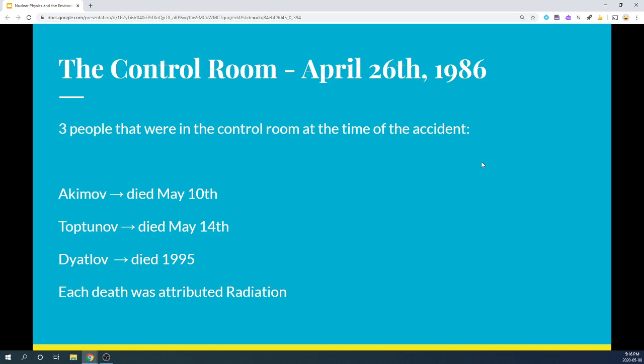The 3 people in the control room, if you recall their names, 2 died within 2 weeks, the other sometime later, 9 years later. Each death attributed to radiation sickness, or just radiation in some way, shape, or form.